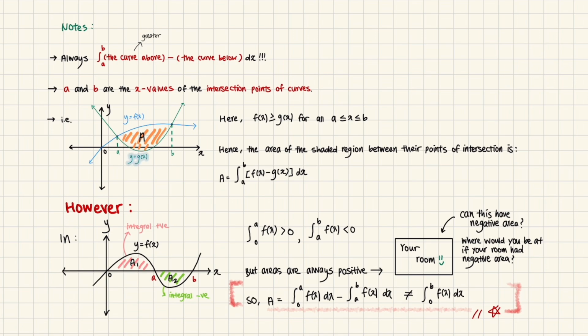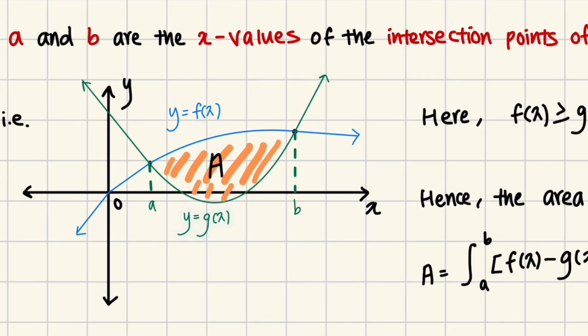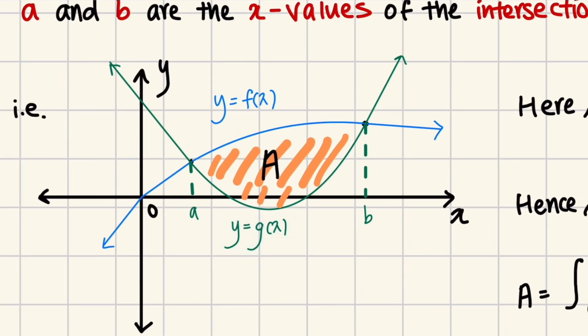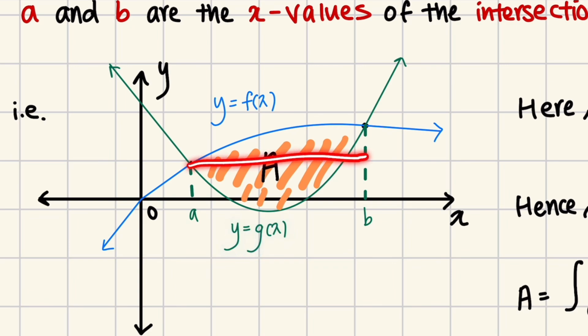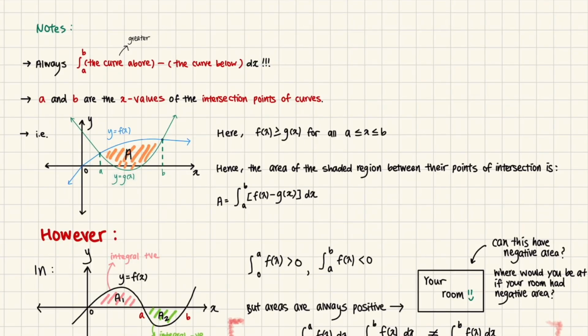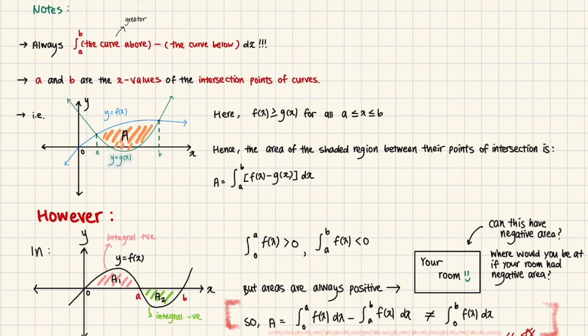To do this, we have to find the intersection points, the x values of the intersection points. So that would be A and B. Zoom in. In the domain between A and B, for all x values, the blue graph is above the green graph. That's why we integrate the blue one and then minus the integration of the green one. Then we get the equation of this.